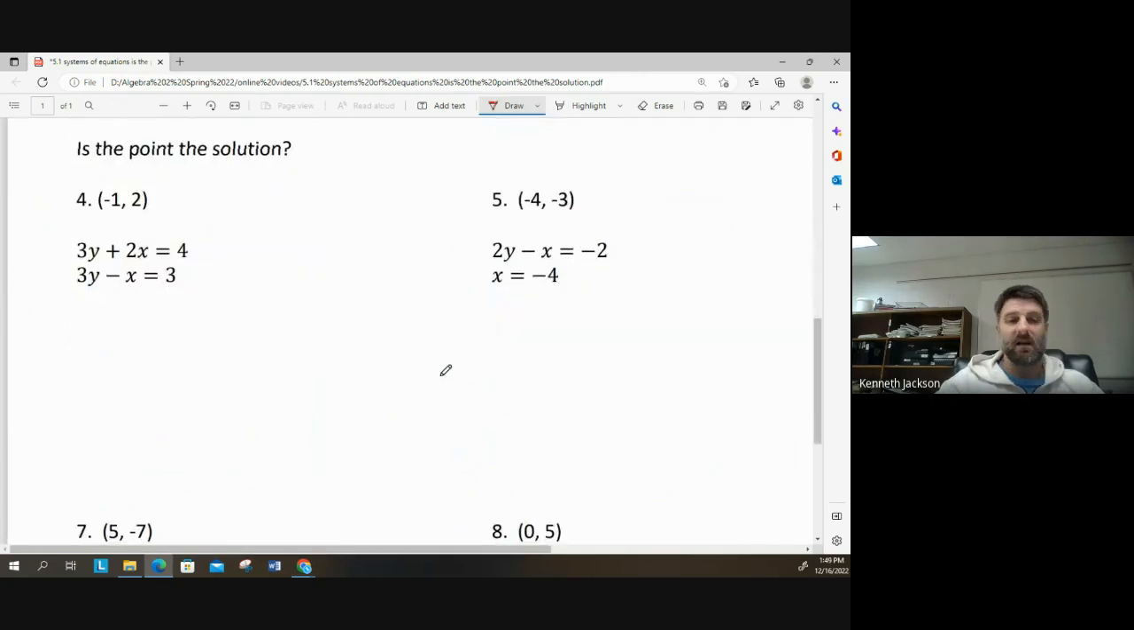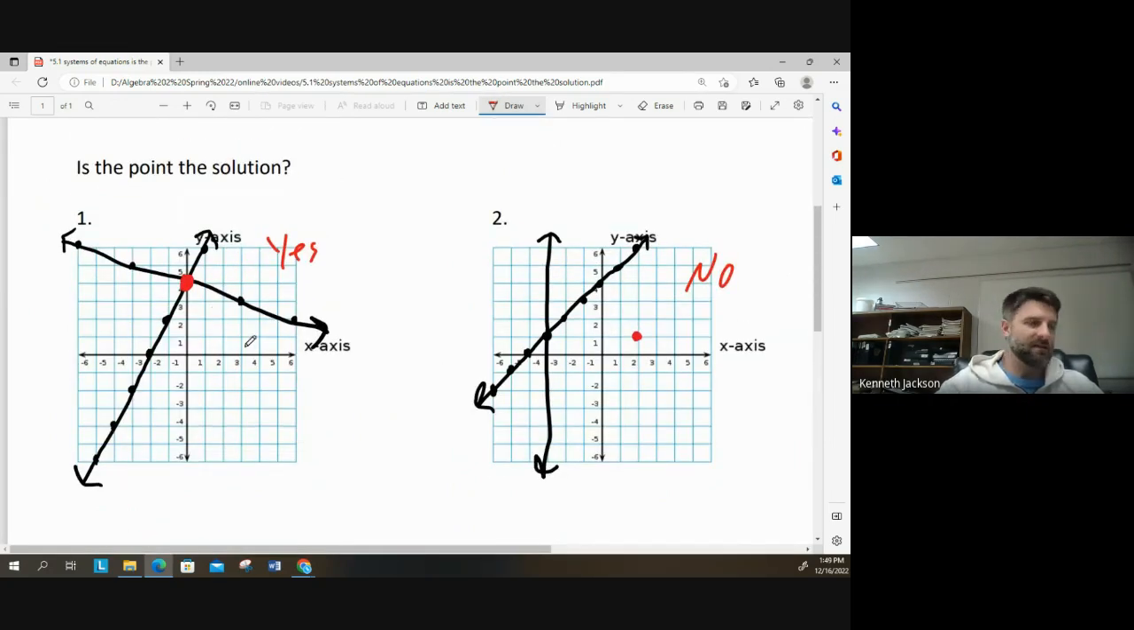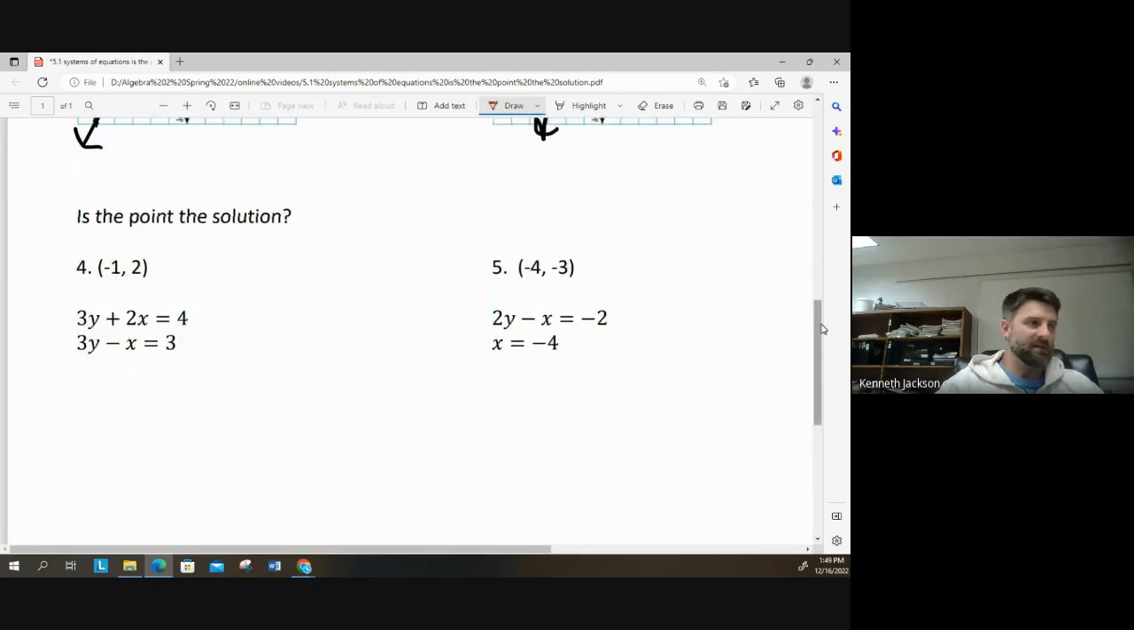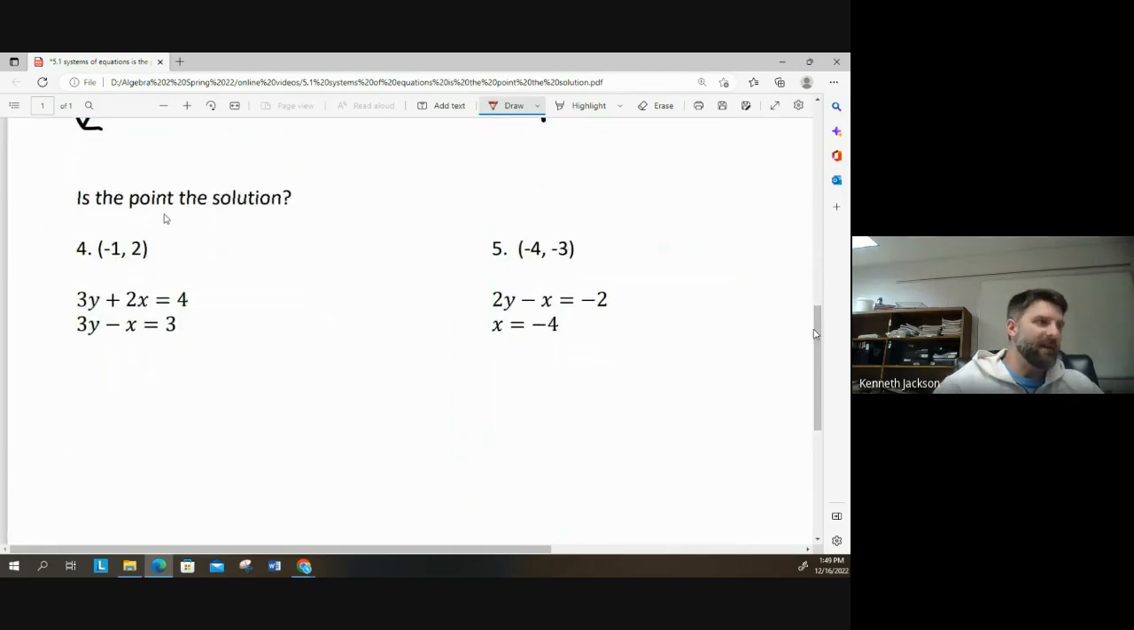So let's say instead of being given a picture of a linear system, we're given the equations of a linear system. It's the exact same question. Is this point right here, (-1, 2), the point where these two lines cross? Well, we could go graph them and see if, in fact, (-1, 2) is the point where they cross, or we could do some simple substitution. We need to remember that the ordered pair is (x, y). And in order for (-1, 2) to be the answer, it must make both equations true.